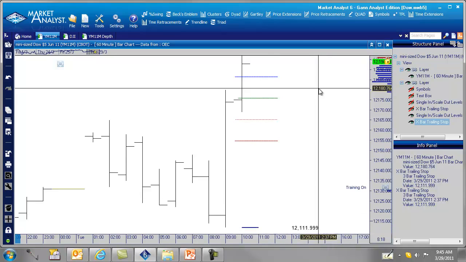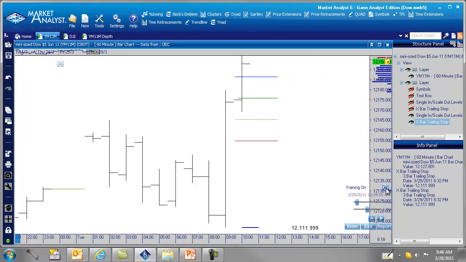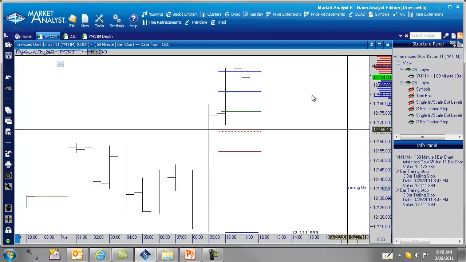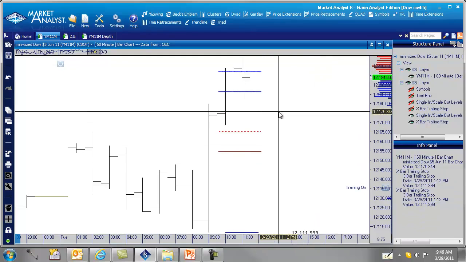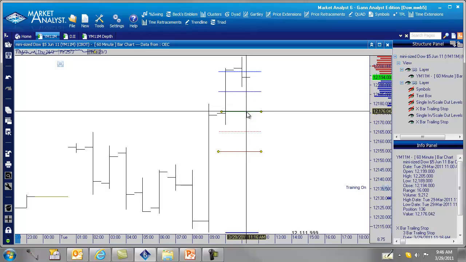Now remember, with this strategy, what we want to do, might as well add the rest of the bars. This is a live chart right now. Okay, so that's where we're at right now. So the worst case scenario is the market comes down and hits the green line and we get stopped out at our entry level where we put the trade on.